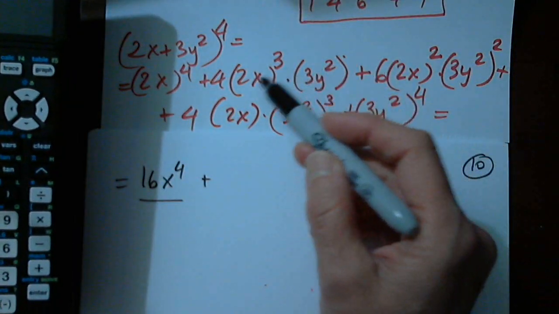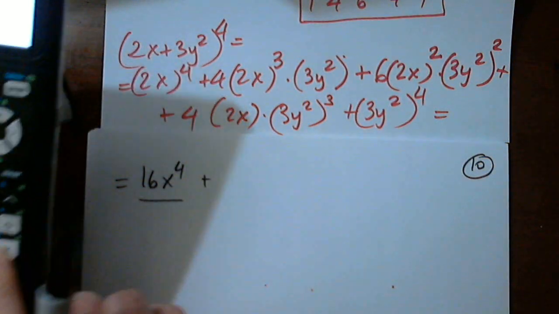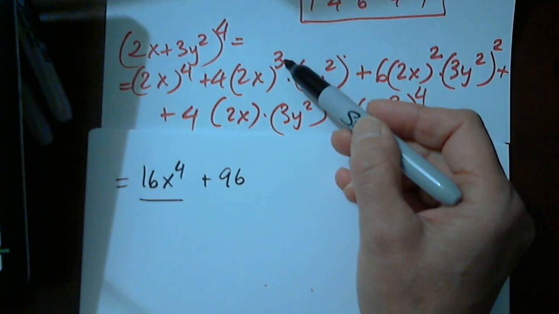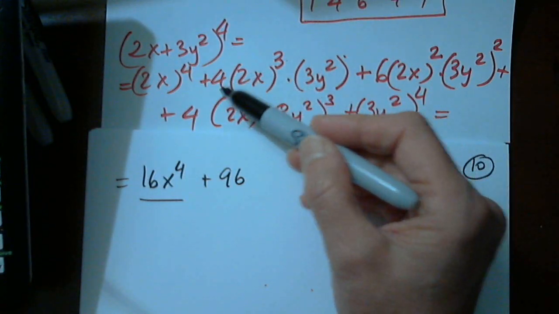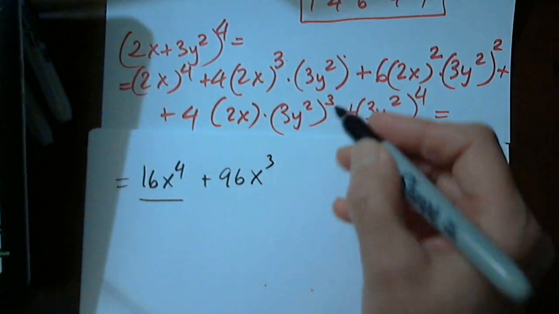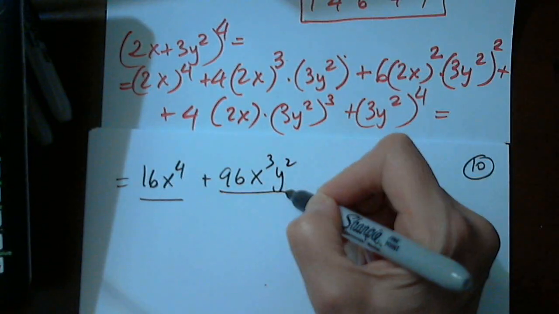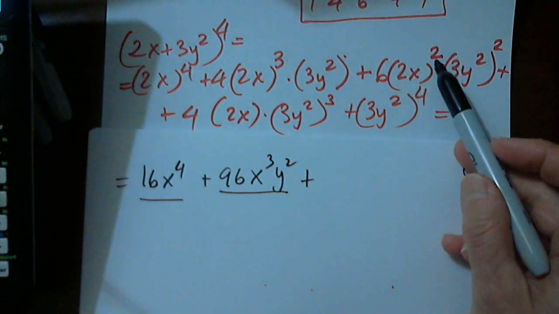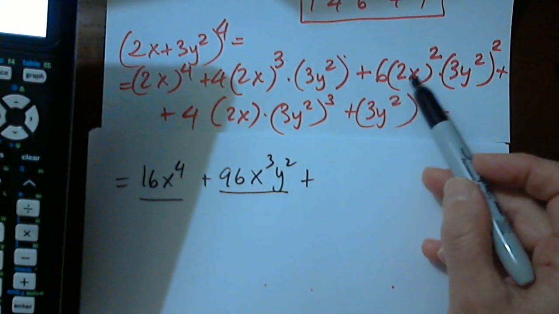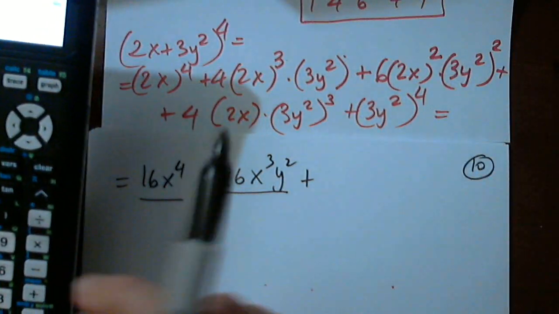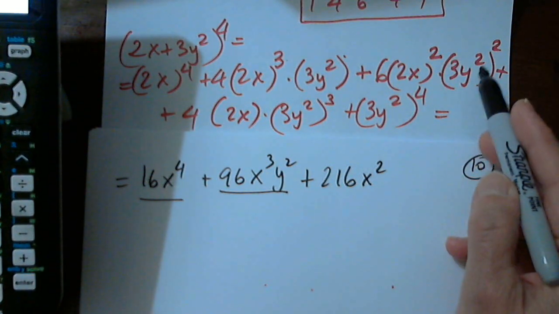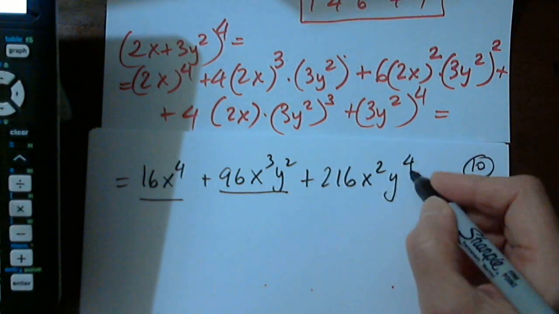Plus 4 times 8 times 3. So 12 times 8, 96. 4 times 2 to the 3rd, which is 8, and times 3. 4 times 3 is 12, times 8, 96. x to the 3rd, y squared. This is done. Plus, I have 6 times 4 times 9. 4 from here, from 6, 3 squared, 9. I got 216. x squared, y squared squared is y to the 4th.